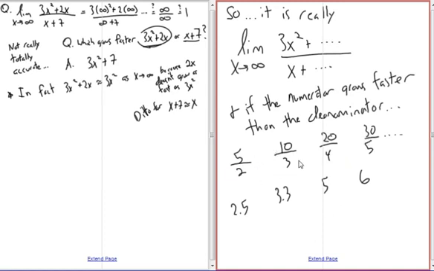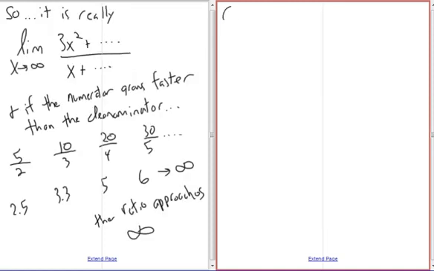So this fraction is getting bigger, and in fact it's going to continue to get bigger. It's going to approach infinity. So if that numerator wins, so to speak, if that numerator is growing faster than the denominator, then that ratio is going to approach infinity. Side note, it's actually going to be positive infinity or sometimes negative infinity, and we'll talk about that momentarily.